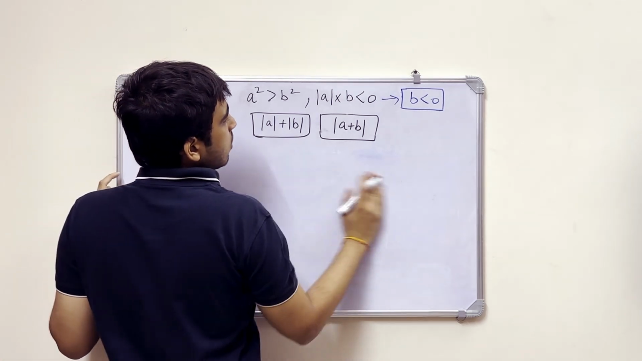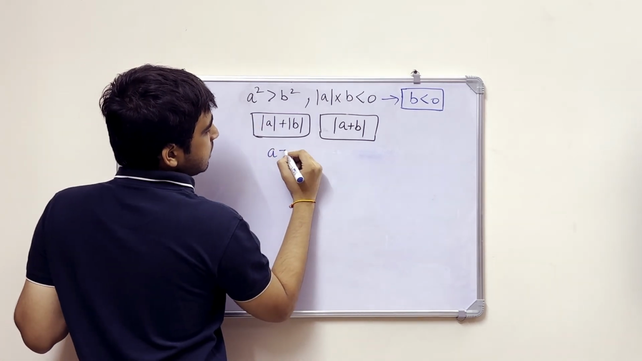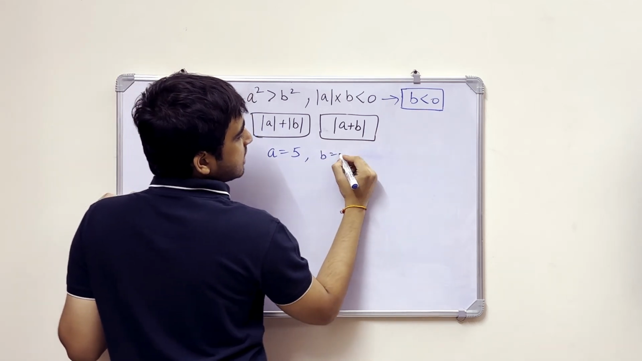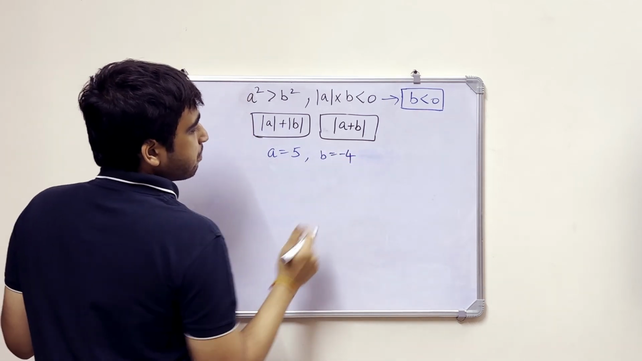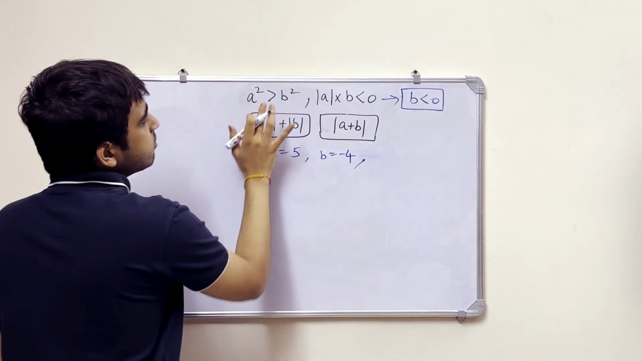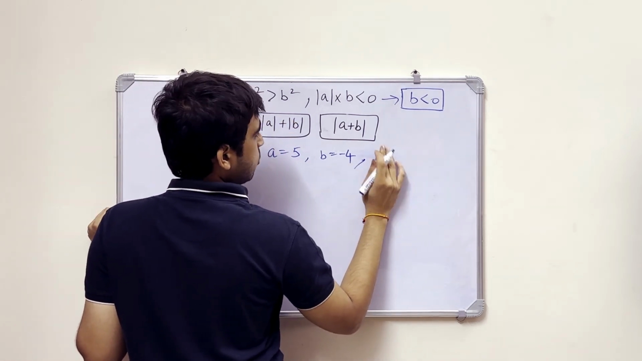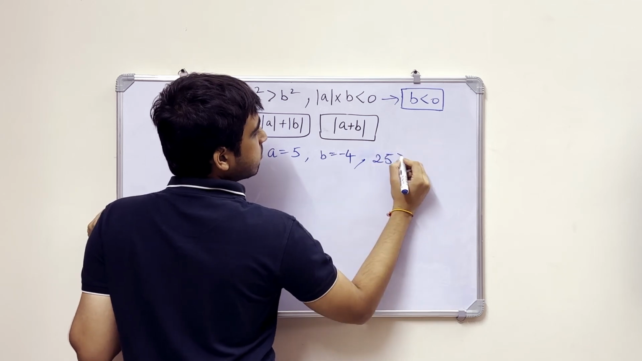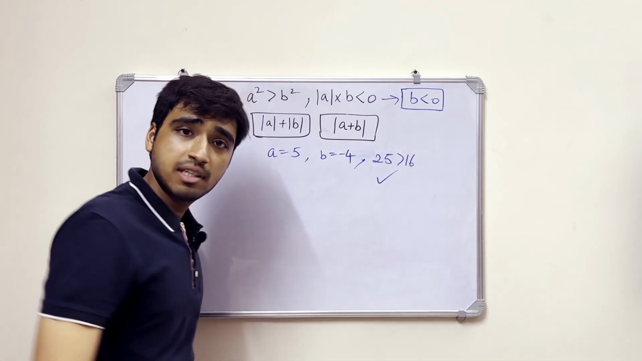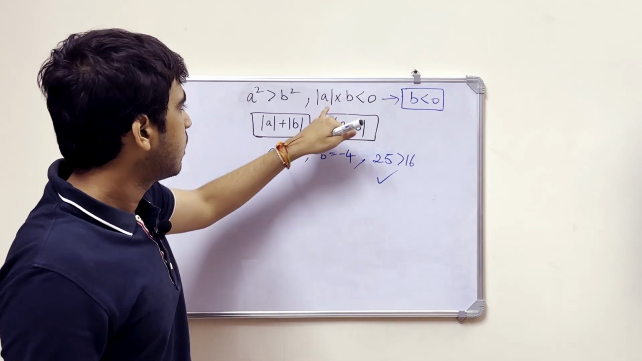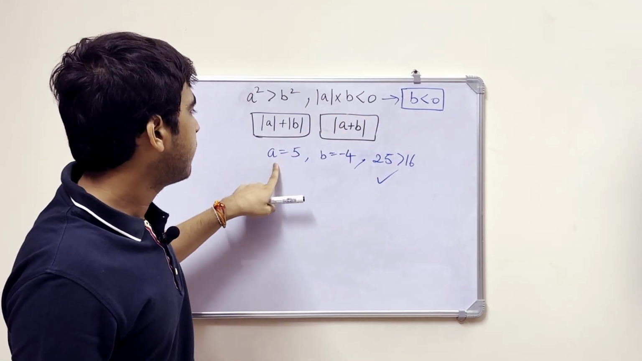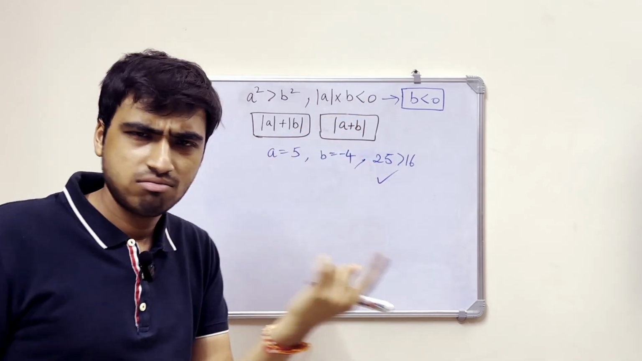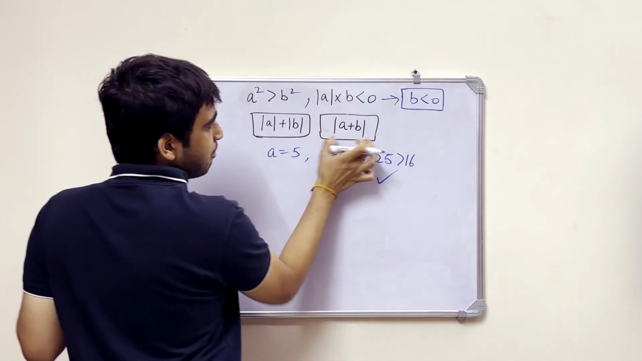Okay. Now let's assume, for example, a is equal to 5, right? And b, we have to take a negative number. So let's say b is equal to -4. So a square, which is 25, is greater than b square, which is 16. Absolutely right. And mod a into b is less than 0. So mod a will be 5, 5 into -4 is -20, which is less than 0. Absolutely right.